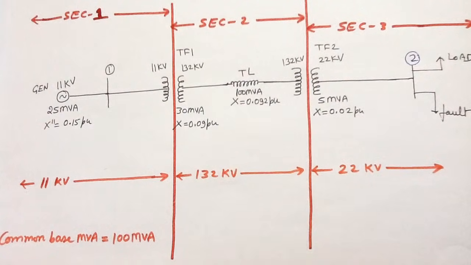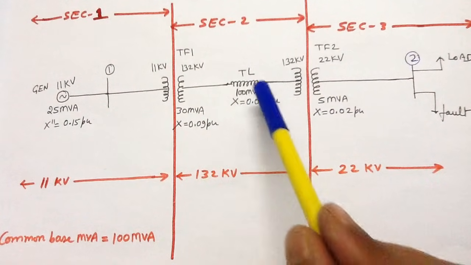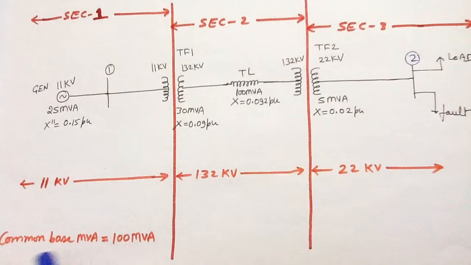Here I want to tell you that it is not necessary to take 100 MVA as a common base MVA. You can take any value of your choice as a common base MVA. You can see that I have taken the highest rating as the common base MVA, but it is not necessary. You can take 200 MVA, 300 MVA, 400 MVA, 500 MVA as a common base MVA.